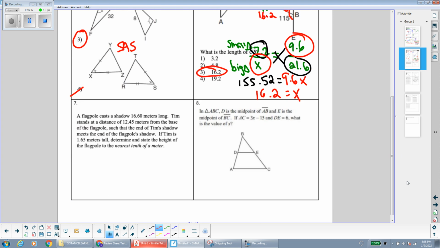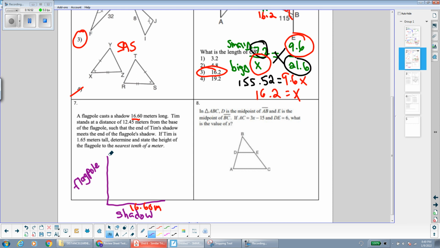Okay, this is a word problem over here. So it says a flagpole casts a shadow that's 16.60 meters long. So here's my flagpole, and I'll label it the flagpole. And we know that shadows are found on the ground. So let's say that this is the flagpole shadow. And we know, according to the question, it's 16.60 meters long.